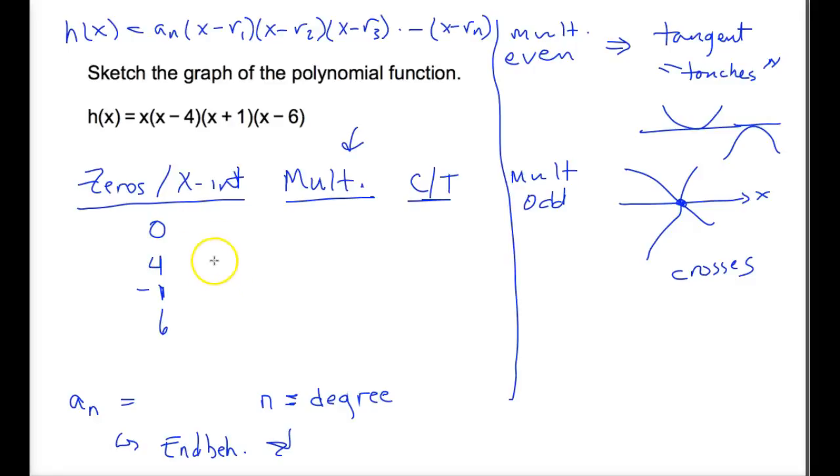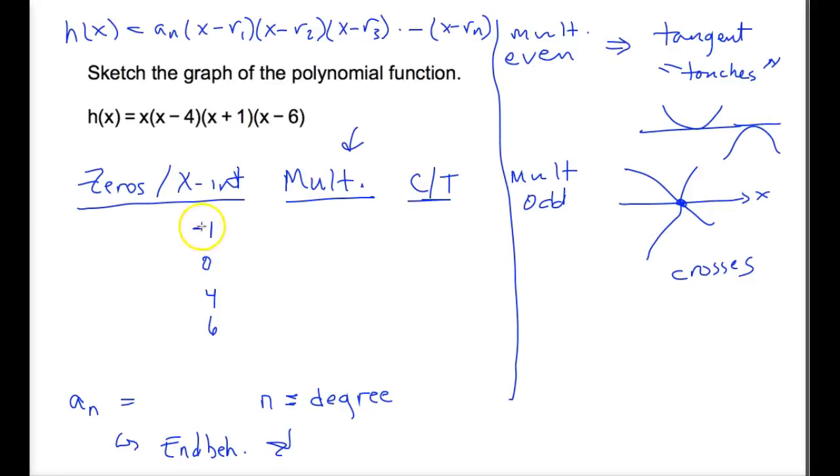Okay? And so what I'm going to do is rewrite these in order so that we can use that to actually graph our polynomial later. So -1 is our smallest number. Then after that we have 0. Then after that we have 4. And then after that we have 6. So I'm just going to rewrite it that way.